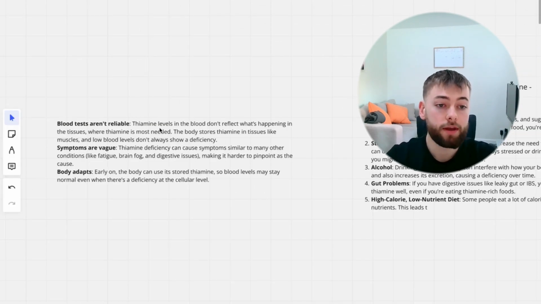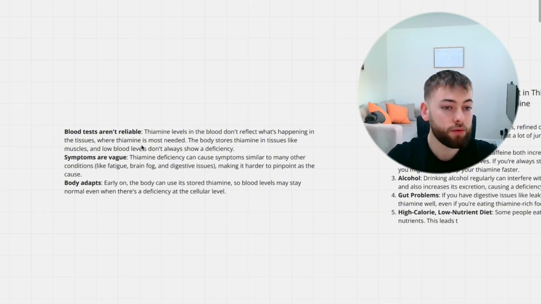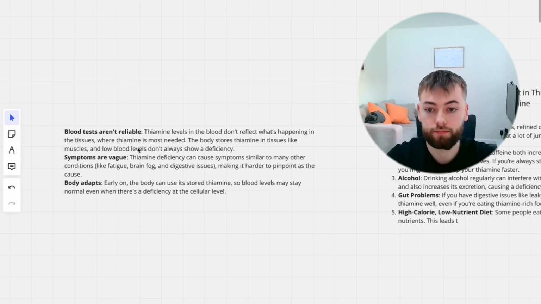And usually with thiamine, deficiency doesn't really show up in blood tests. They can come up as saying you're fine, but it can also depend on the cellular levels and the transporters of actual thiamine, and it doesn't always give a clear picture. So I would think a lot of us are deficient in thiamine, even if it doesn't specifically come up in a routine blood test, for example.